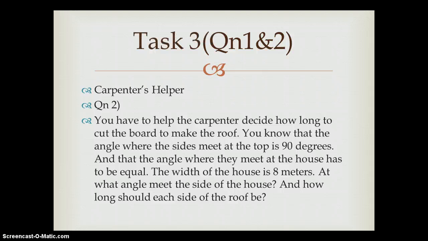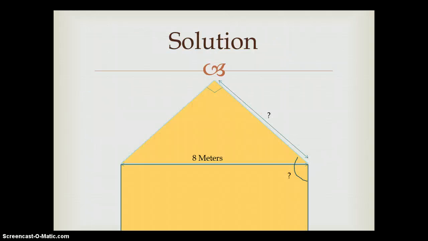Task 3, Questions 1 and 2. Carpenter's helper. Question 2. You have to help the carpenter decide how long to cut the board to make the roof. You know that the angle where the sides meet at the top is 90 degrees, and that the angle where they meet at the house has to be equal. The width of the house is 8 meters. At what angle do the sides meet the house, and how long should each side of the roof be? Here's an example of the diagram.